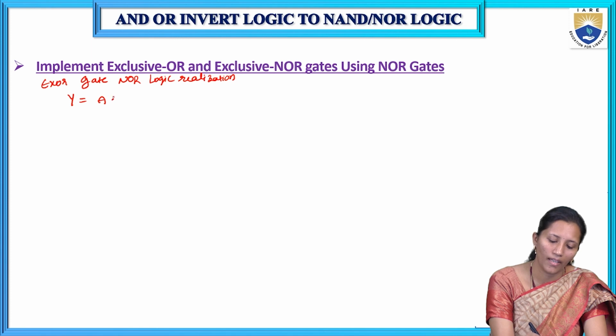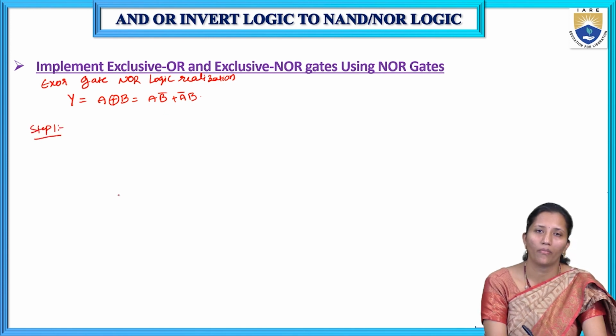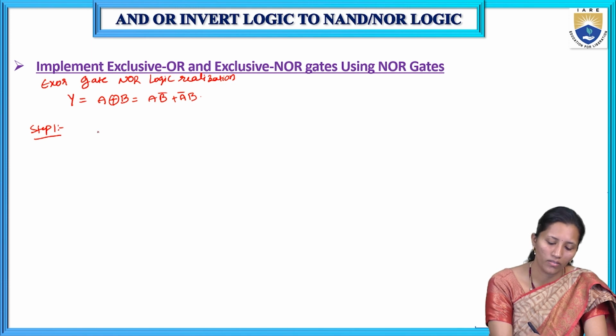A XOR B is equal to AB bar plus A bar B. Okay, so in NOR realization, first, in step 1, we have to implement that Boolean function in terms of AND, OR, inverter logic. So we have to draw AND, OR, inverter logic here.